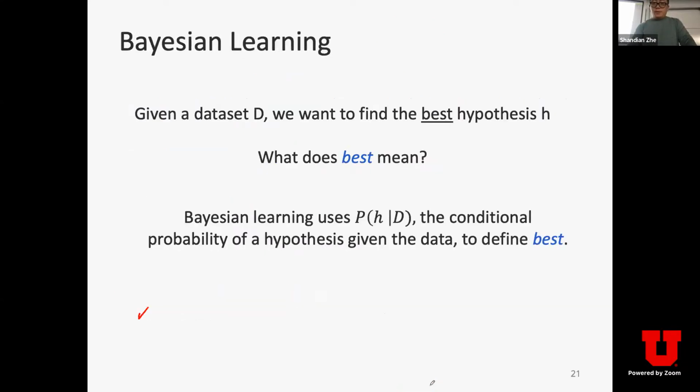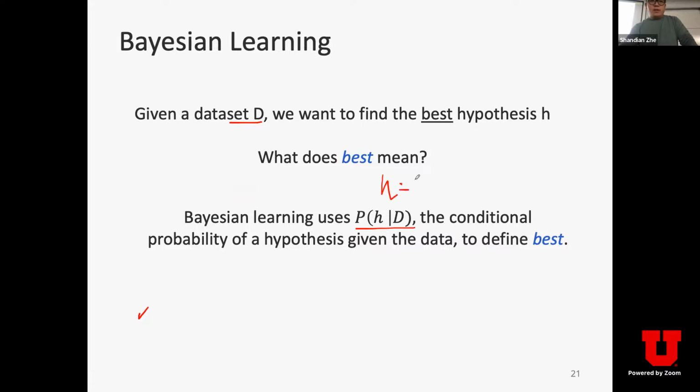Okay. So now let us try to apply the Bayes rule in hypothesis search, right? As we mentioned, learning essentially is to find the best hypothesis H in a hypothesis space given the training data set D. So in Bayesian learning, we use the so-called posterior probability of H given D. H actually is a binary indicator.